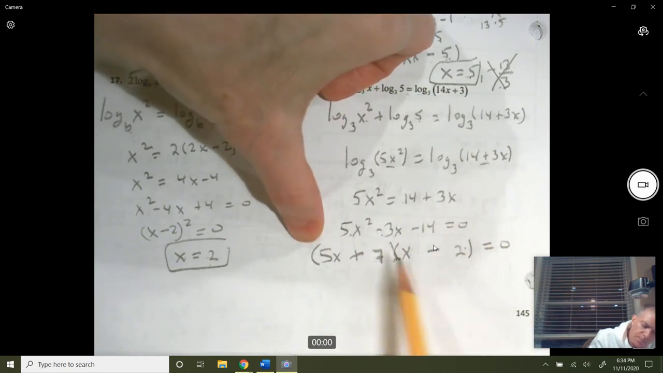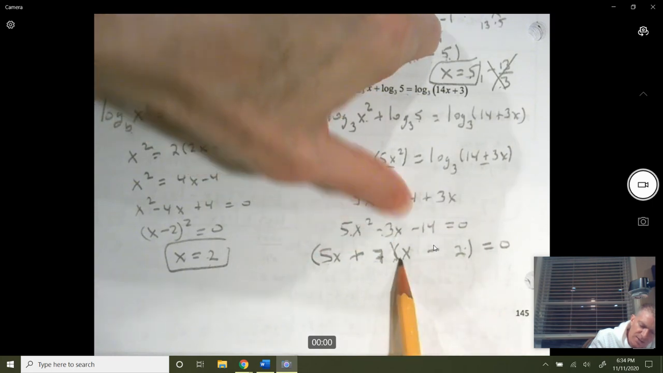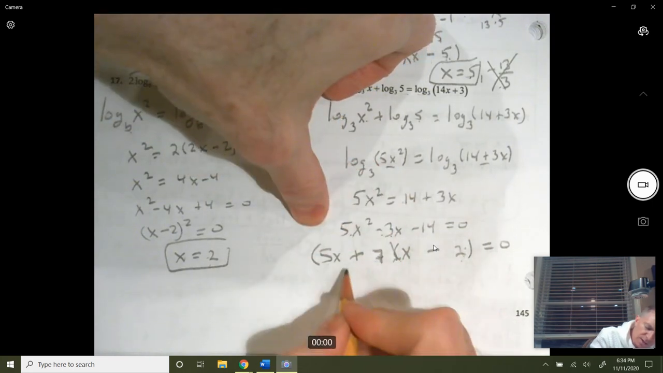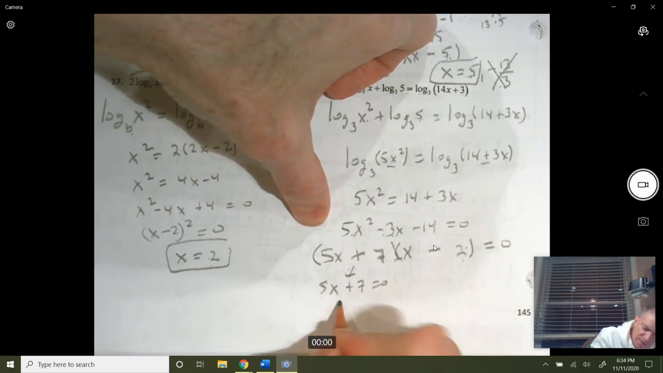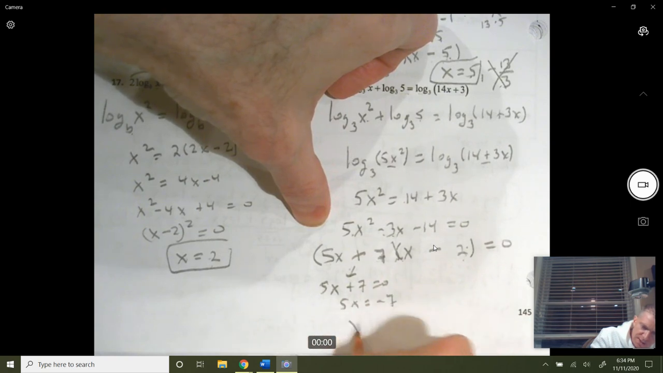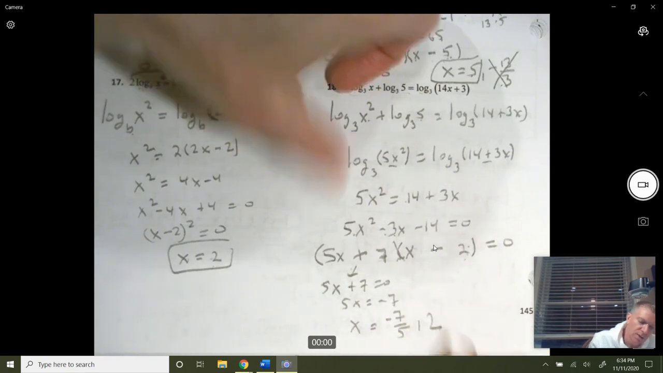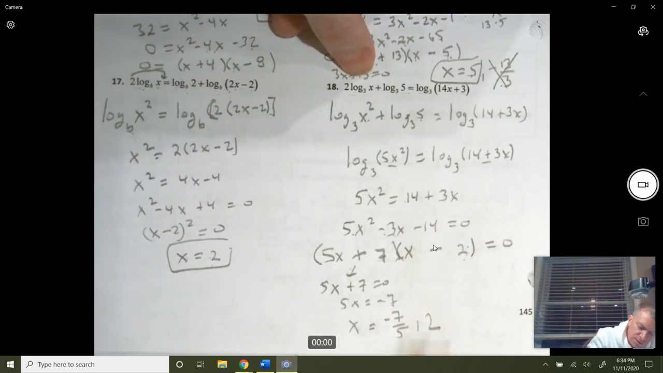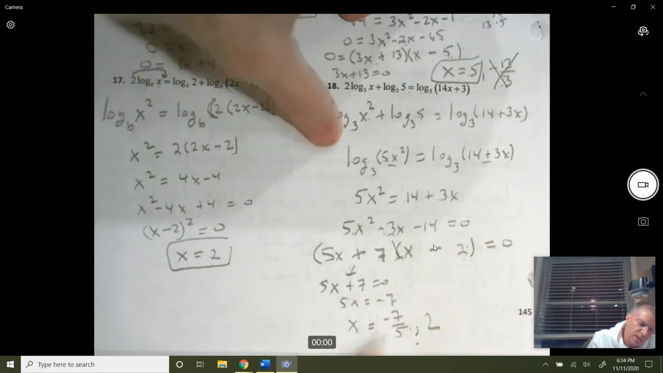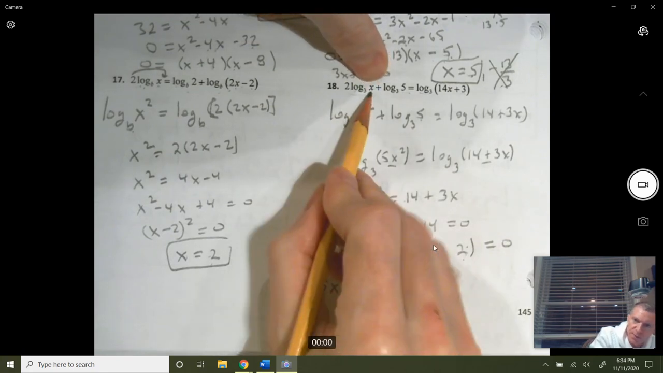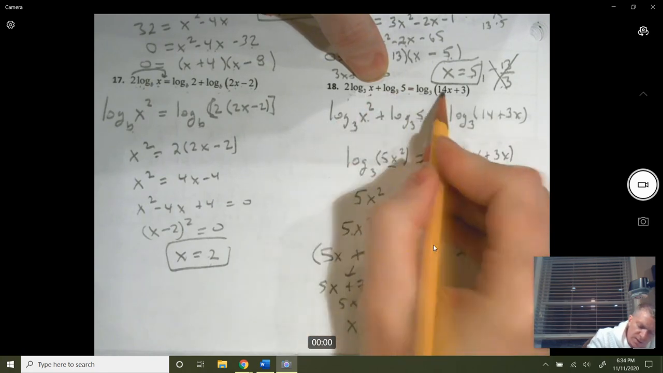Okay. So let's double check. 5x squared minus 10x plus 7x is minus 3x, and then minus 14. So here you've got 5x plus 7 equals 0. 5x equals negative 7. So x equals negative 7 fifths. And here we just get 2. Okay, let's plug them in, see if it works. So negative 7 fifths. Oh, that's a problem right away, because that makes this argument negative. The 2 is fine there. 2 is fine there. So x equals 2.